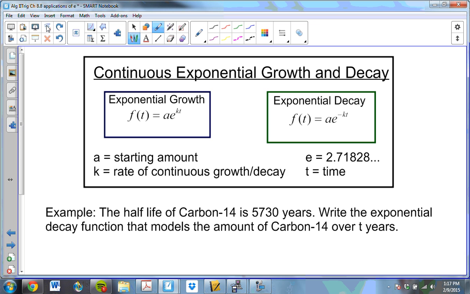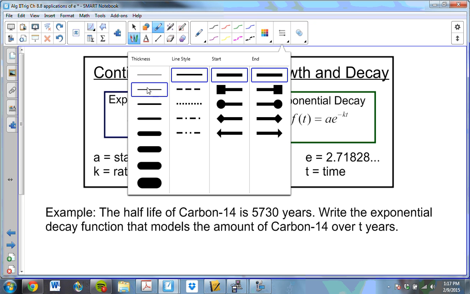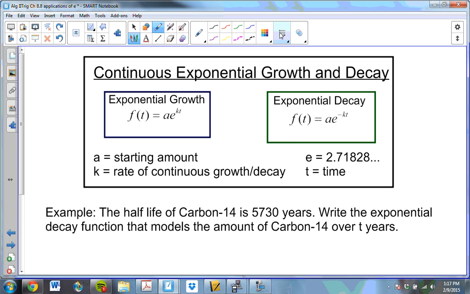This is done with carbon dating of objects all the time. So carbon-14 is a type of radioactive material that has a half-life of 5,730 years. What that means is if you started with, say, 100 grams of carbon-14 that was decaying, after 5,730 years, I started with 100, so I'd have 50. Another 5,730 years, you have 25. And another 5,730 years, you have 12 and a half.